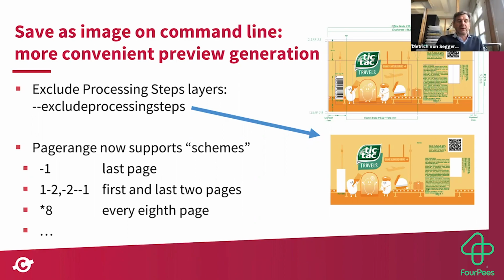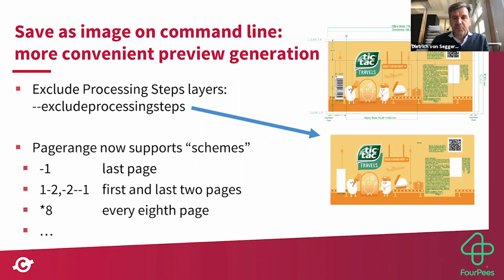And now you can use what we call page range schemes. That allows you, for instance, to create previews from the first two and the last two pages in a PDF file, or from every 8th page or whatever. So the page range schemes are quite powerful. You can create expressions for whatever page number patterns you want to have.